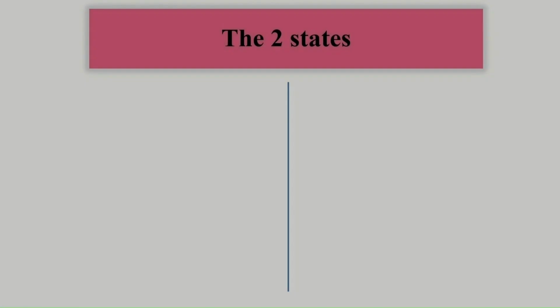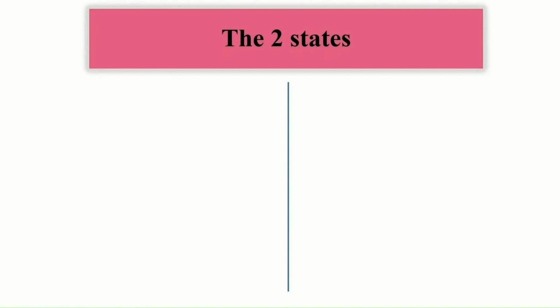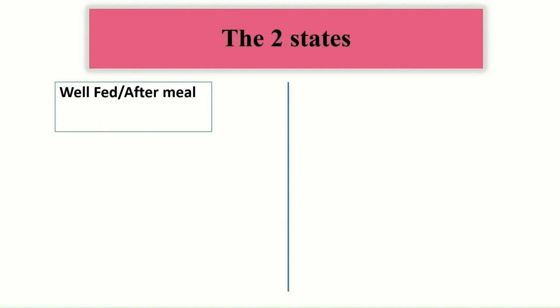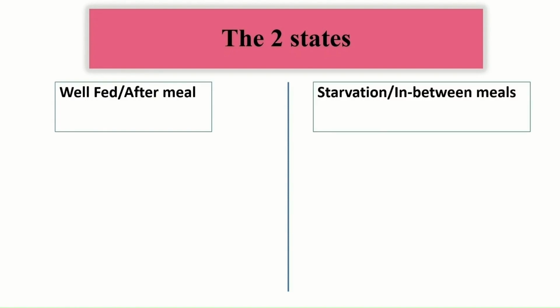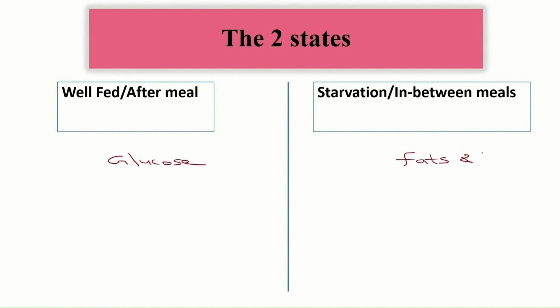Let's just write them down, these two states. Well-fed or right after meal state on the left-hand side, and the starvation or in between meals state on the right. The predominant source of energy in the first state is glucose, and the major source of energy in the starvation state is fats and ketone bodies. We shall talk about the role of proteins in a while. Also note that there are exceptions to these, some of which will be dealt right in this lecture.